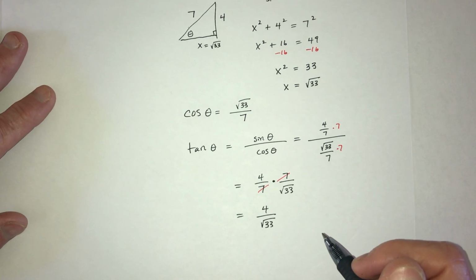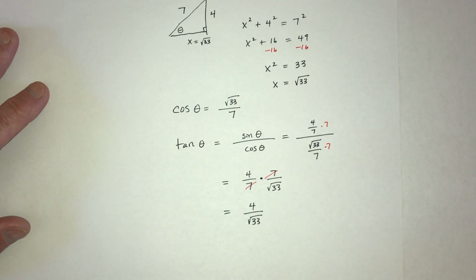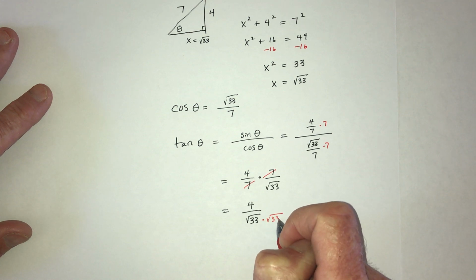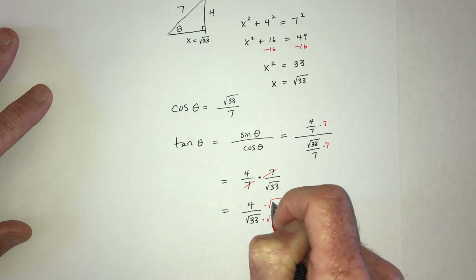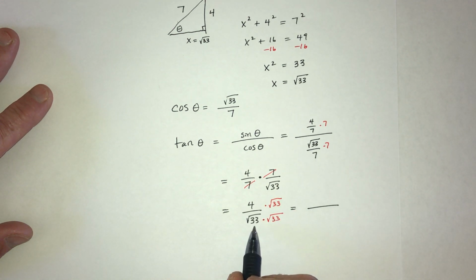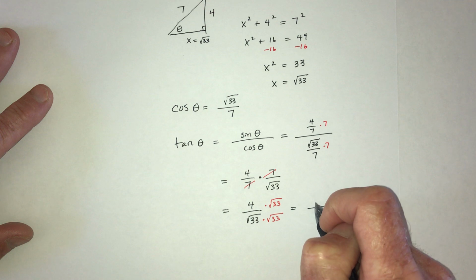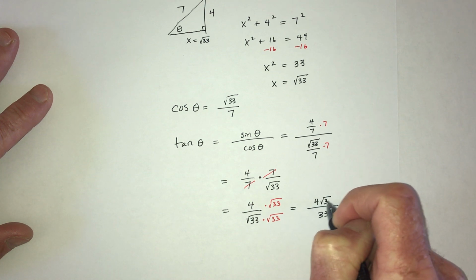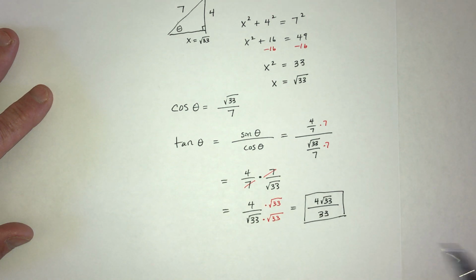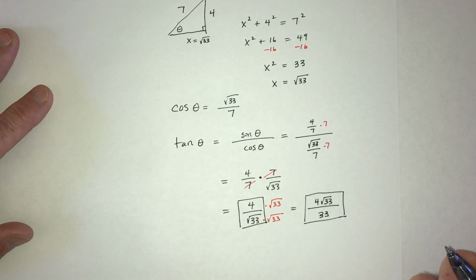Now you could actually leave the answer like that. If you were asked to rationalize the denominator, which is not something I personally insist on, but some people do, then you would multiply the top and the bottom by the square root of 33. On the bottom, you'd have the square root of 33 times the square root of 33, so that's just 33. And on the top, there would be 4 radical 33. So if somebody asked you to rationalize it, this would be the answer. Otherwise, you could have been done right here.